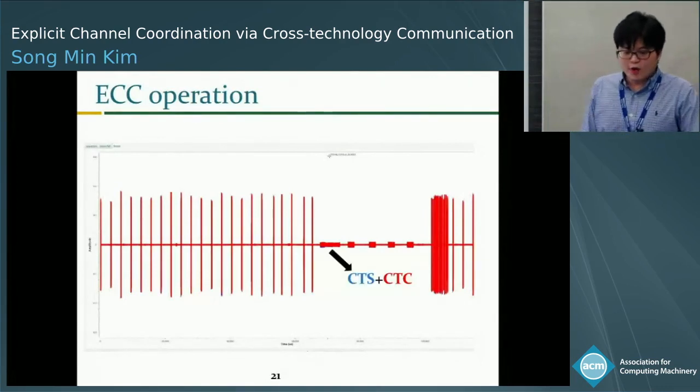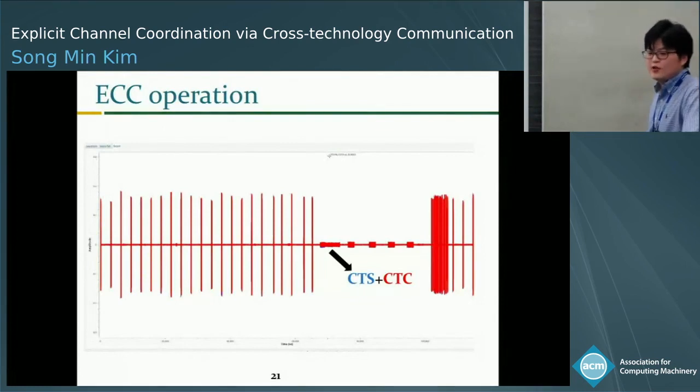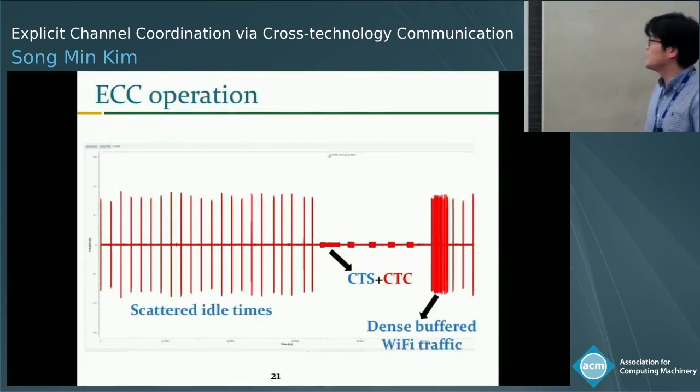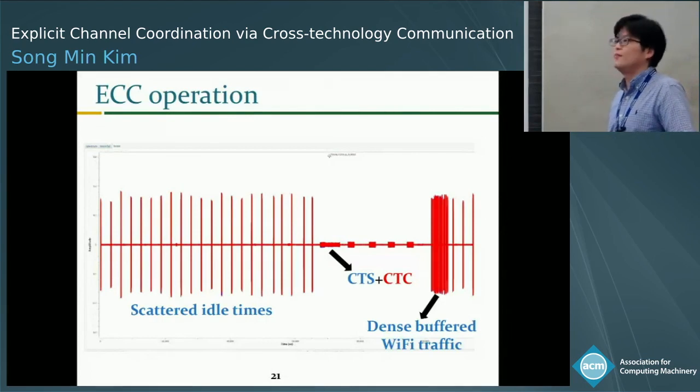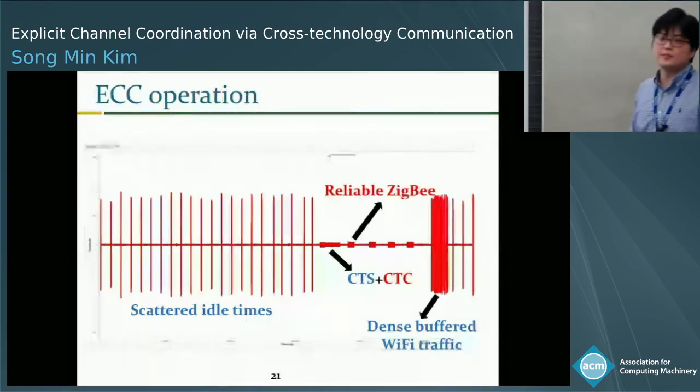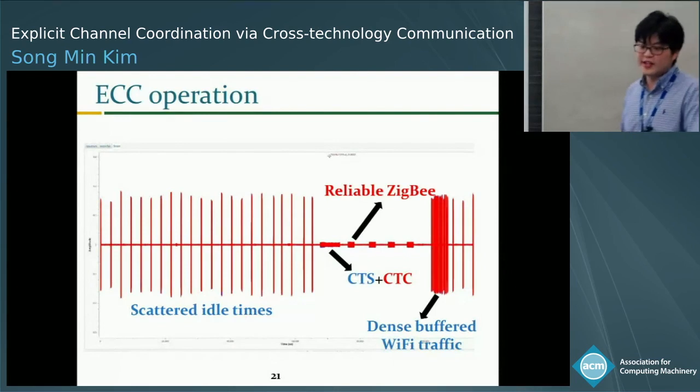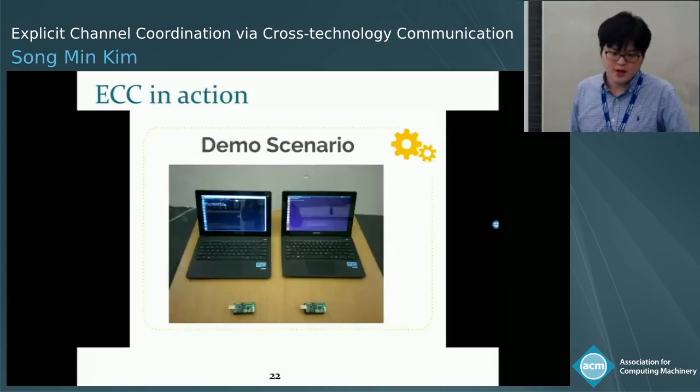So ECC works as follows. We transmit CTS and ECTC, which basically aggregates scattered idle times to generate the long idle time D. And then CTS immediately notifies ZigBees to safely transmit ZigBee packets within that time frame.